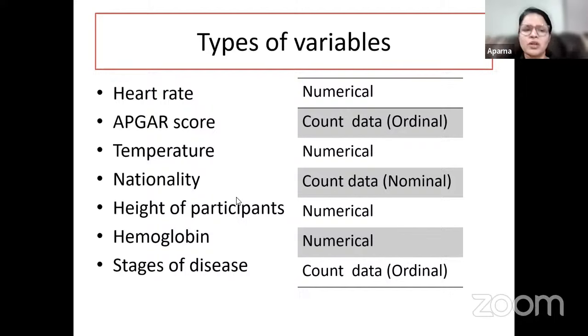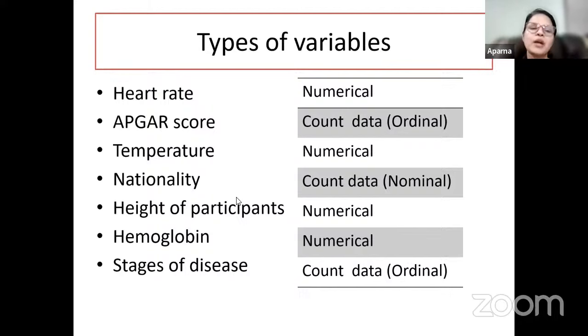Now, Apgar score, you're going to have a score like Apgar score of 5 or 6 or 7. Now, this is a classical example of ordinal data. So, although this looks like a number, what we know is an Apgar of 4 is not necessarily twice an Apgar of 2. It is just a number to represent the severity of the baby's depression at the time of birth. So, this is more like count data, but there is a certain order.